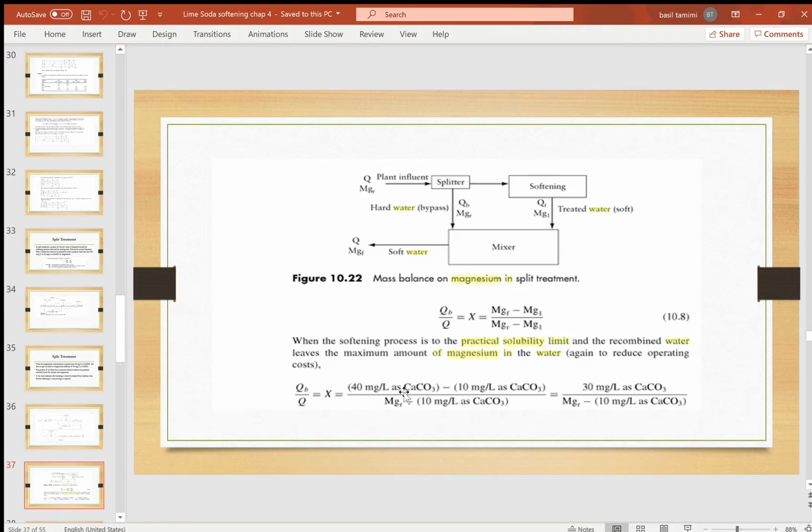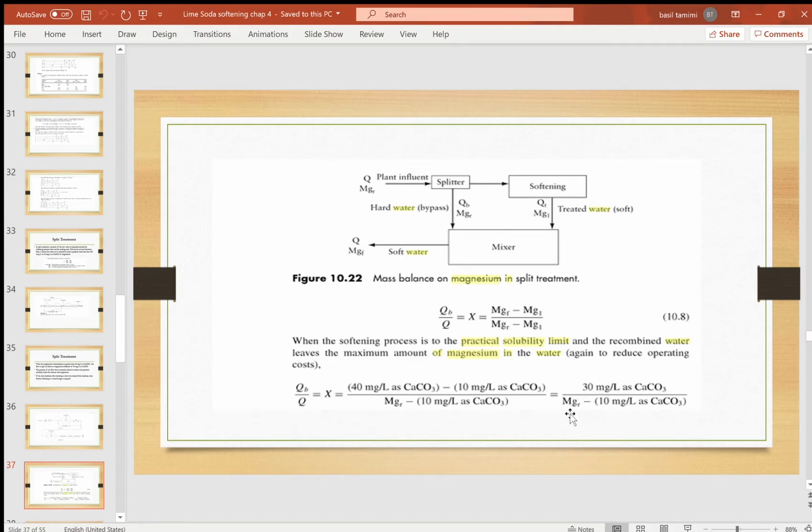of X. Usually we take the final concentration of magnesium, MgF, as 40, which is the maximum concentration of magnesium that we can accept after blending. Let's put 40 here. What is the minimum solubility of magnesium that we can reach? It is 10. This is the minimum in the best case scenario. So if we say 40 minus 10, this will give 30.